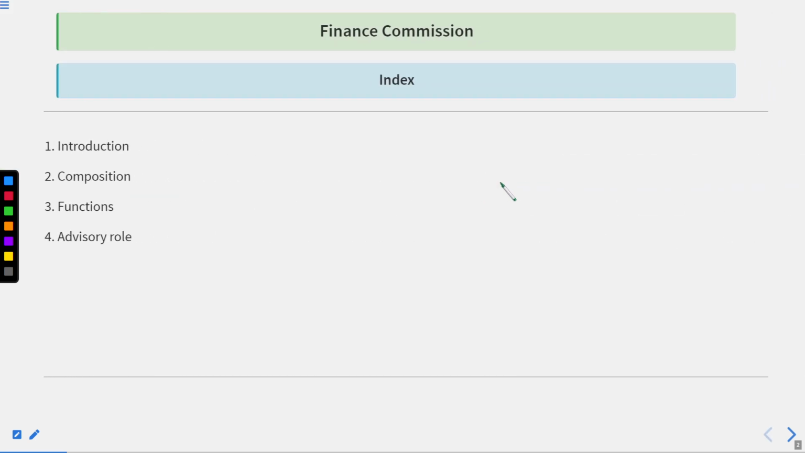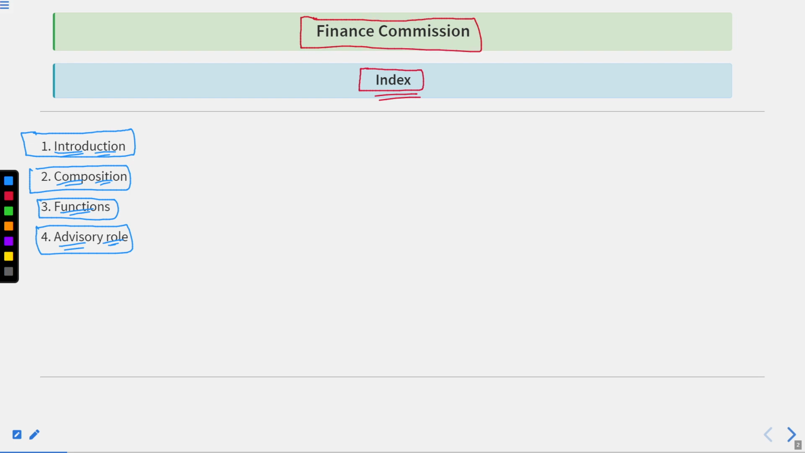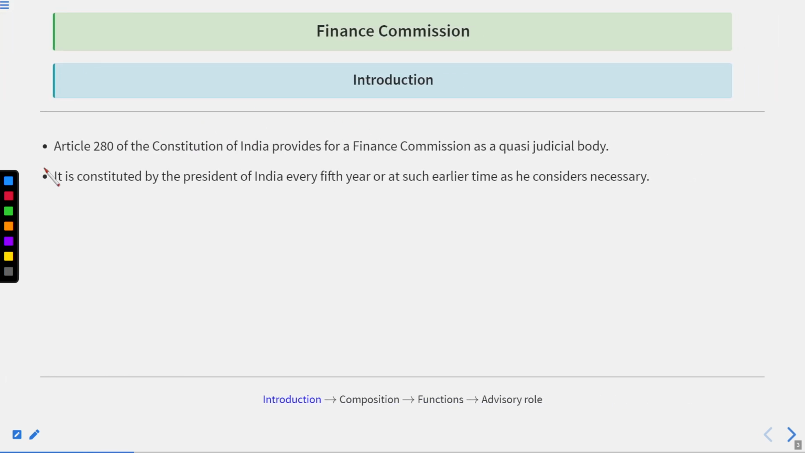Commission. So basically these are the topics that we have scheduled for the discussion: starting with the introduction part, thereafter the composition, thereafter the functions, and then we have the advisory role. Okay, so these are the topics that we are going to study under the heading of Finance Commission. So let's start with the introduction part.